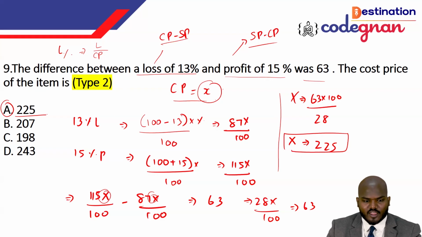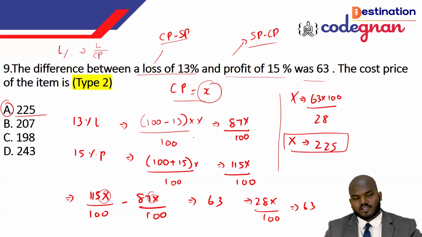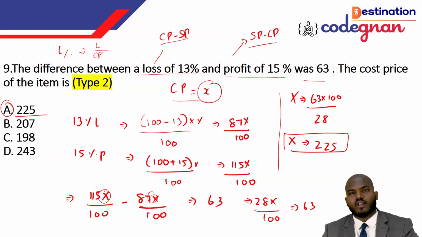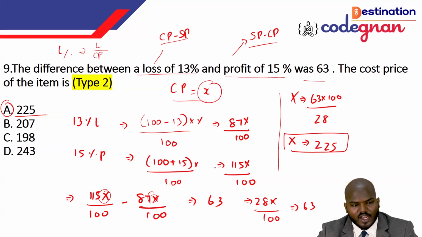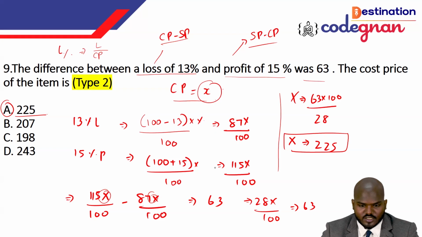With respect to x, I don't know the value of the cost price, so I'm calling it like this. Once I solve this, it will give me the value 87x by 100. Here in the place, it will give you 115x by 100. They are asking the difference, and on the right side the value is 63. So 115x minus 87x by 100 is equal to 63. That will give you 28x by 100 is equal to 63.